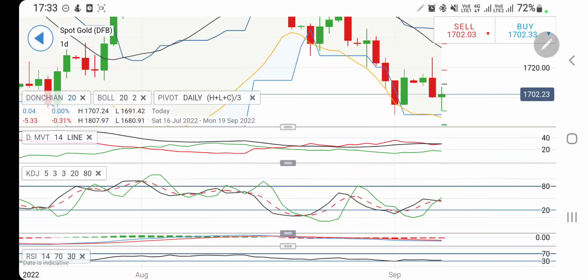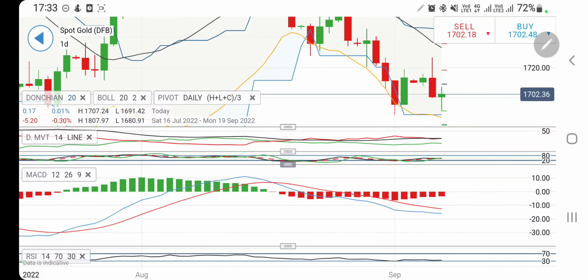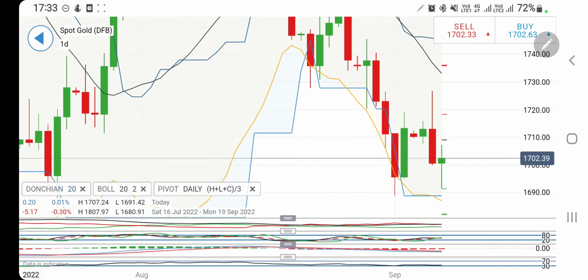Directional movement is diverging and it is bearish. Stochastic is crossing over and looking downwards again. I will be watchful of that. MACD is bearish. It is trading with very little divergence. RSI is trading near the bottom.